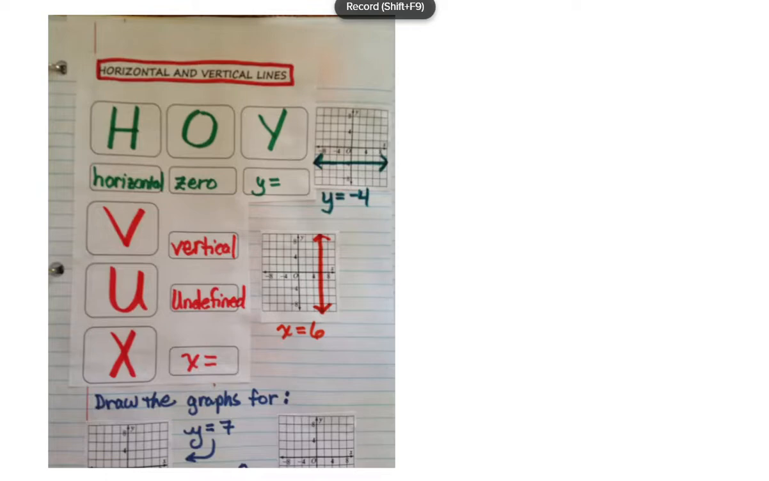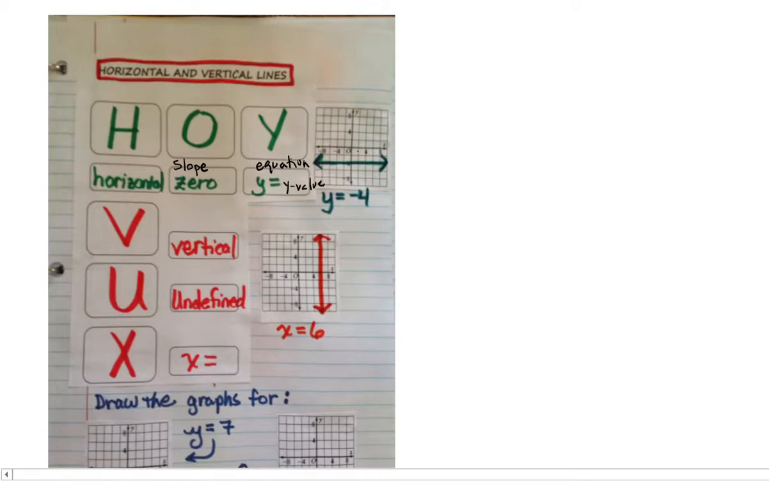Medina, and I'm going to go over the horizontal and vertical line. The acronym HOY is supposed to remind you about horizontal lines. So when your line is horizontal, that's what the H is for, your slope is going to be 0, and the equation is going to be y equals whatever your y value is. So in this case, it's crossing at y equals -4. It's a horizontal line. And this will be the type of line.